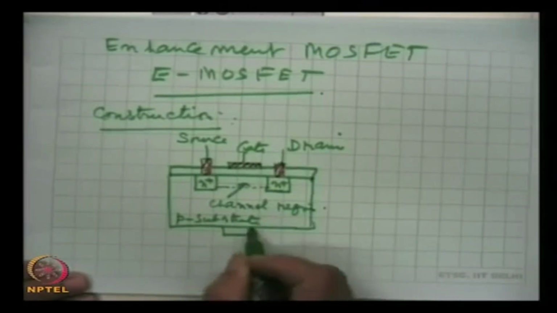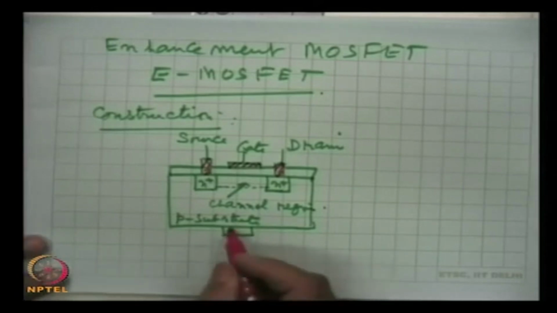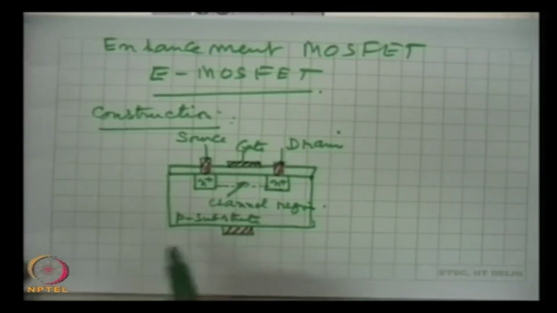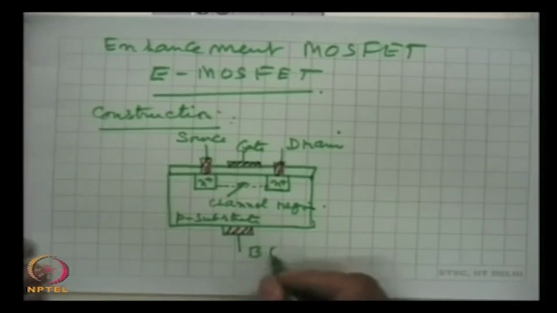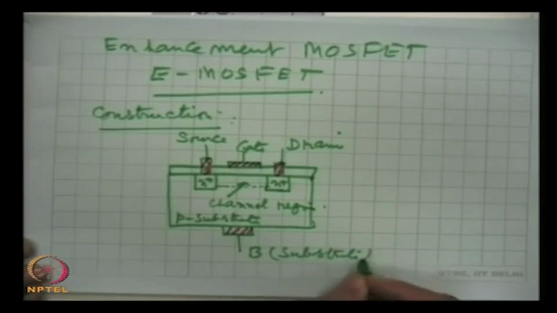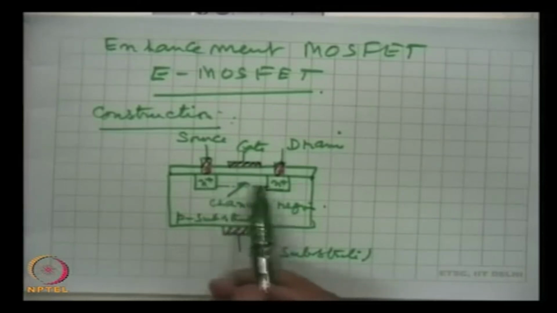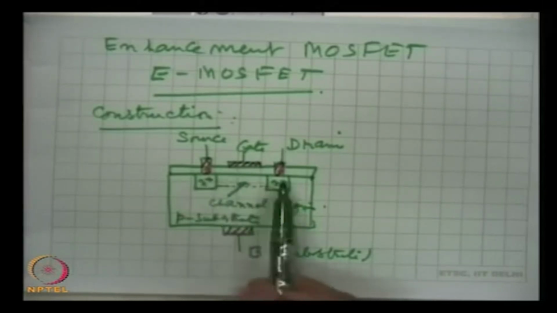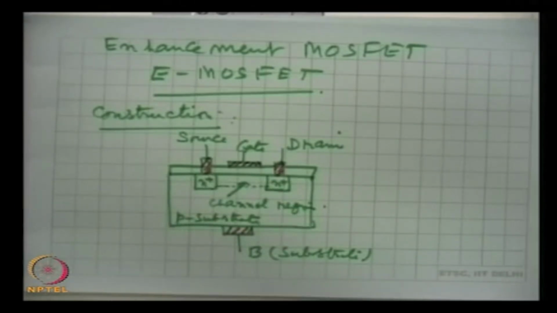and here is a substrate electrode. This is also metallized, and this is B, the substrate. This is the construction of enhancement MOSFET. Significant point is that channel is not implanted and channel does not exist initially between drain and source in an enhancement MOSFET. So, obviously, when we apply any voltage, because there is no connectivity between drain and source, no current will flow. Now, let us see what happens when we apply.